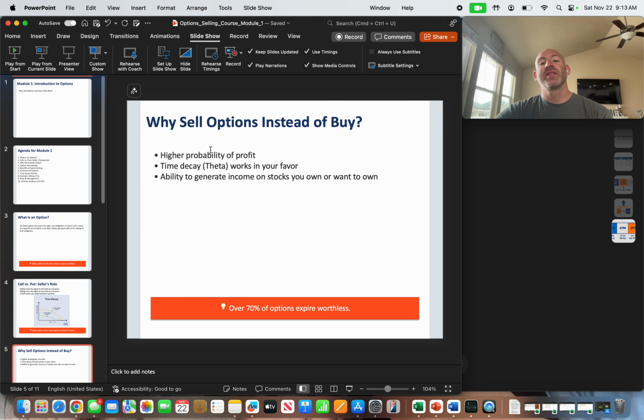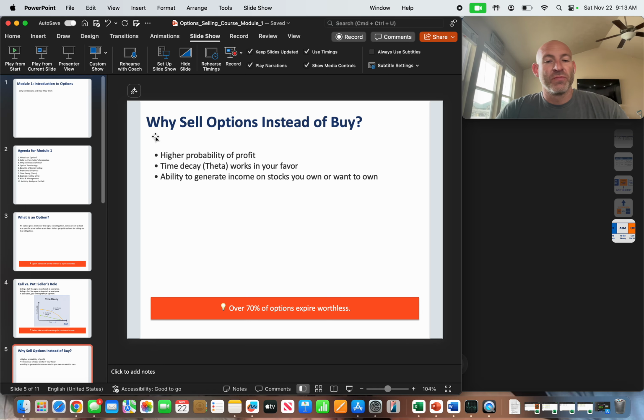So why sell options instead of buy? There's a higher probability of profit. If you're buying an option, you're essentially the guy walking into the casino betting there's a 50-50 chance the stock's going to go up to the price that you chose as the strike that you bought. And so it might go to that price, but it might not, right? You're gambling. You don't know. Especially when it comes to statistics, you're split on that. It's going to go to that price or it's not.